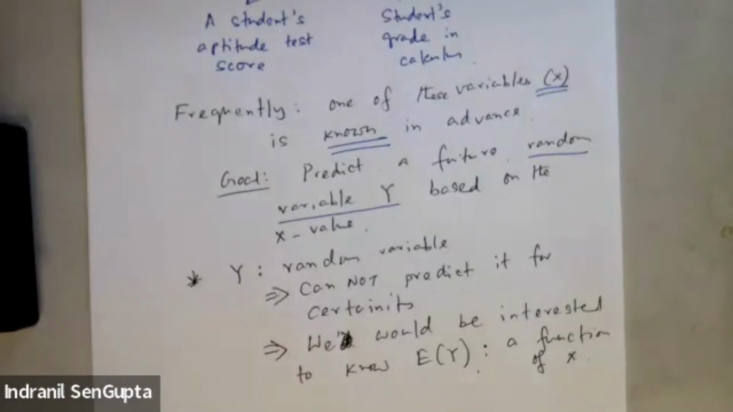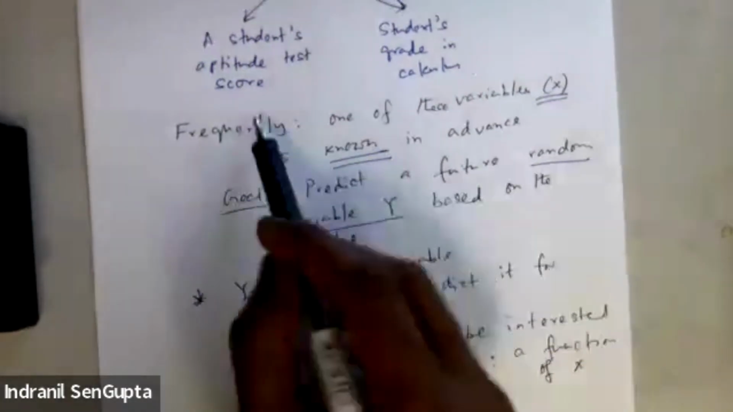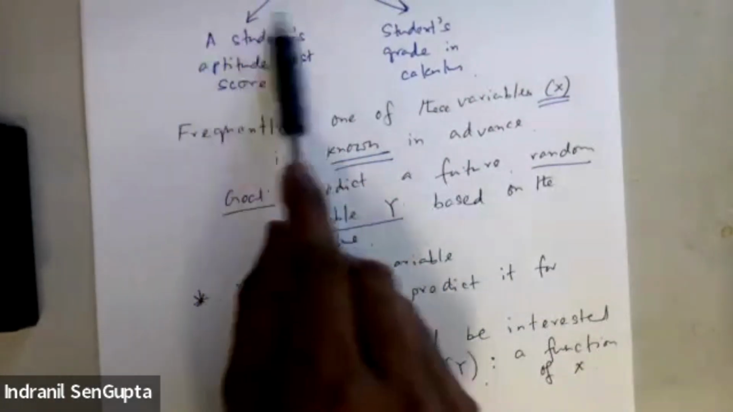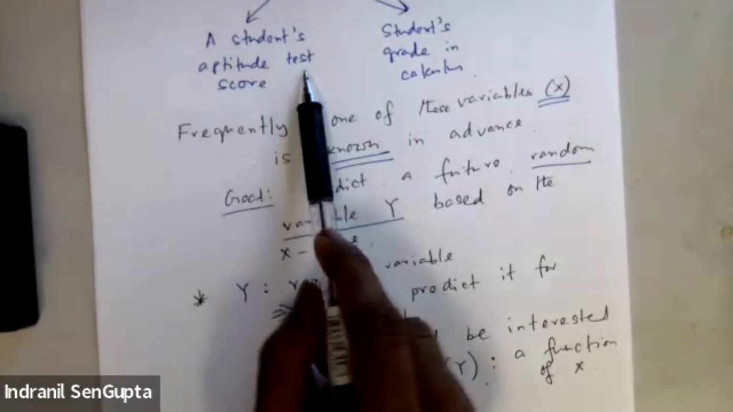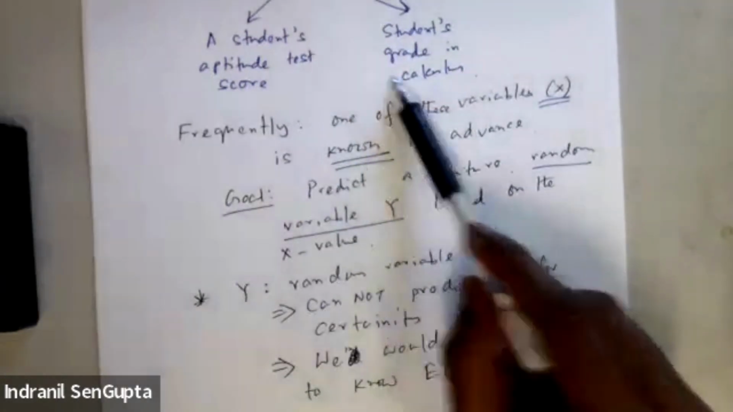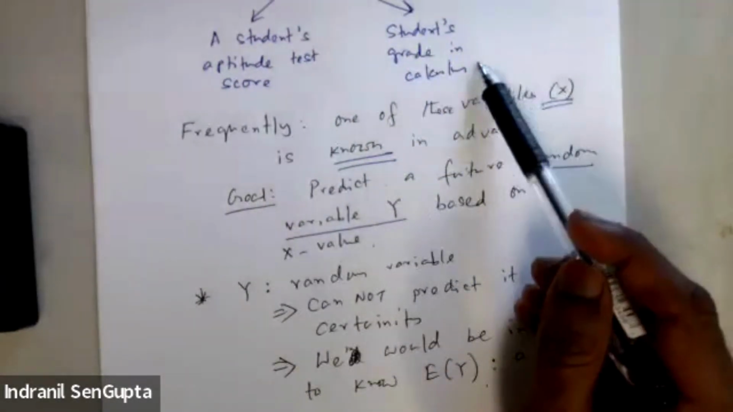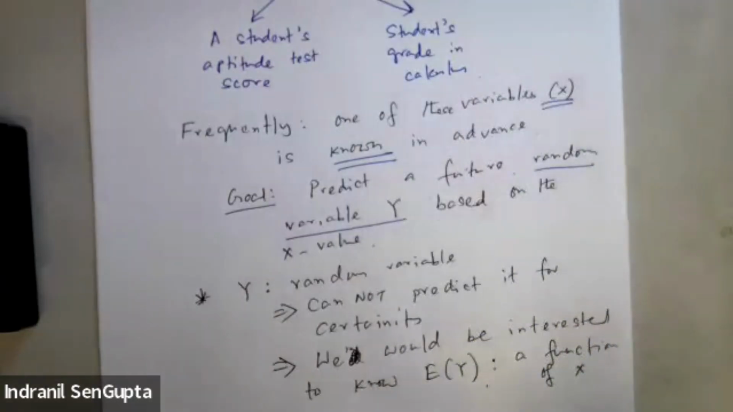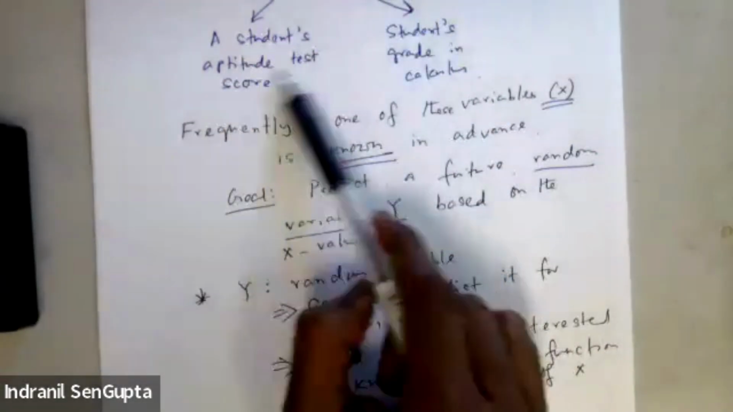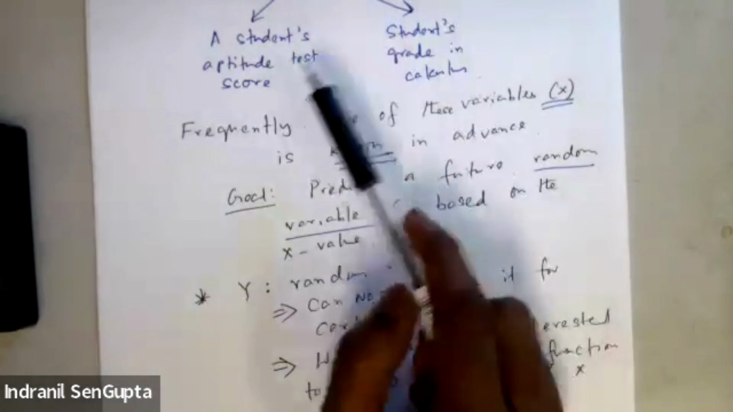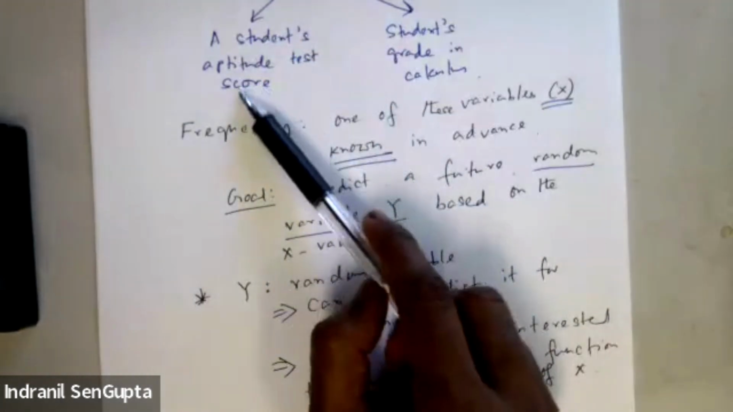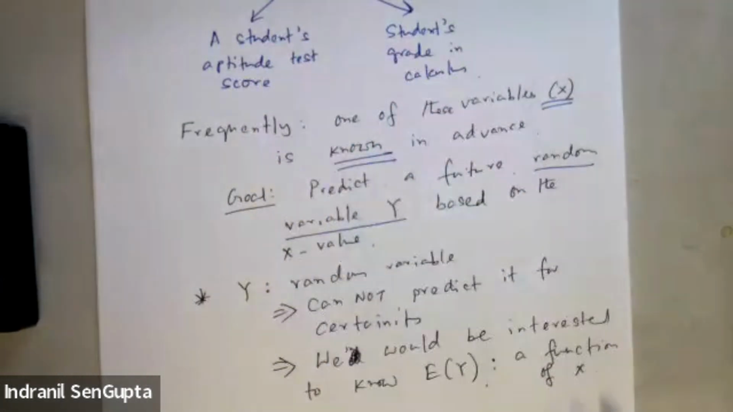So for example, if I think of this as x, the student's aptitude test score, and if I think of this one as Y, the student's grade in calculus will be somehow dependent. So the expected value of the student's calculus grade will be somehow dependent on his or her aptitude test score. So that means it will be a function of x.